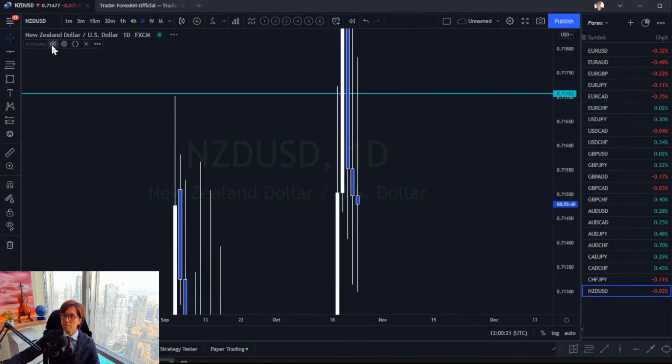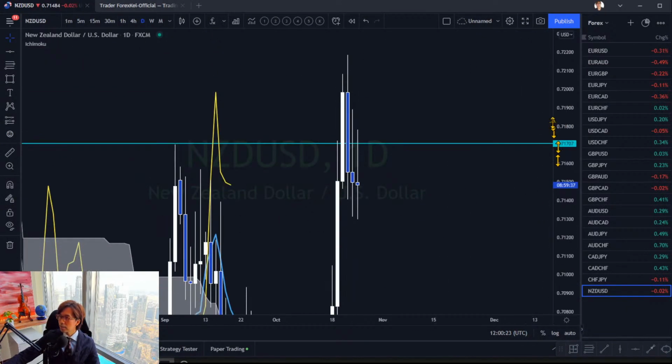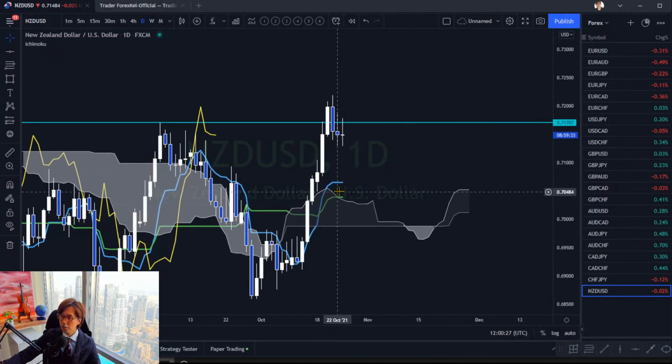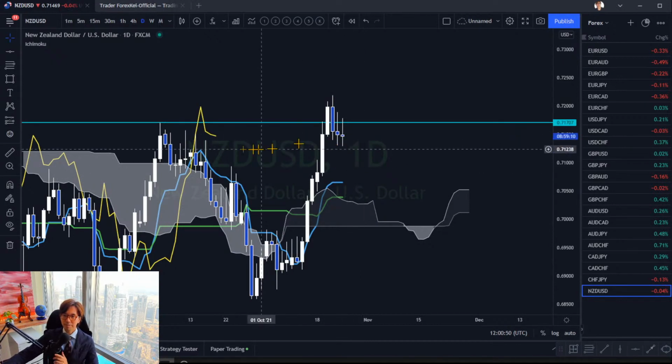So here is the daily chart. In terms of the daily chart, it's flat Kumo, flat Kijun-sen, so it's retracing. Yesterday was a doji, today's a doji also. So there's no trend right now. It might pull back to the Kijun-sen or Tenkan-sen at around the 0.7065 level. You might pull back to that level, so this is not a good time to buy in this case.